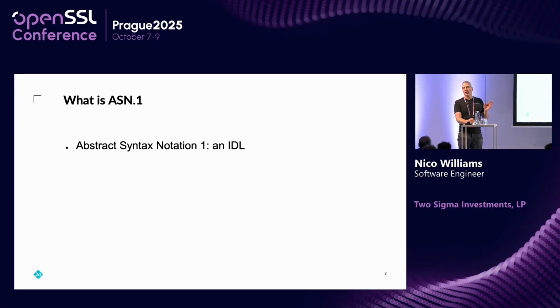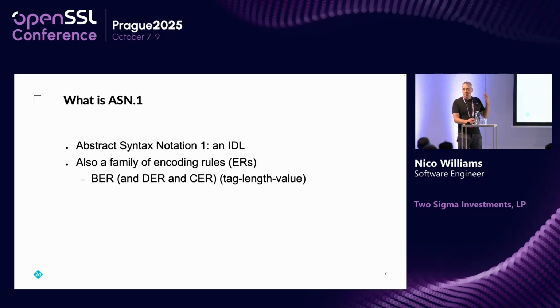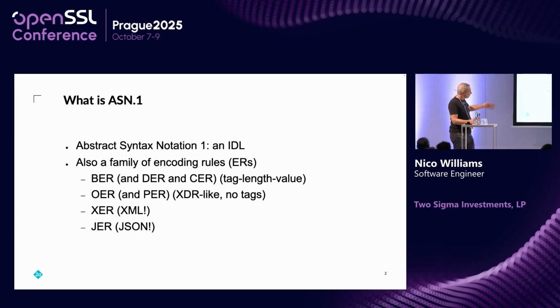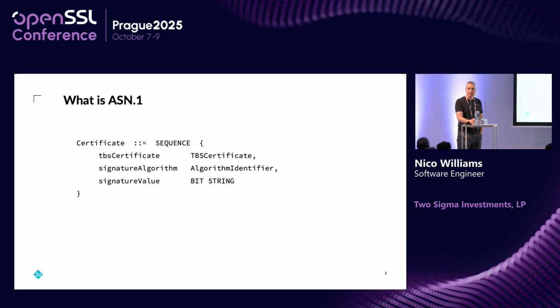But I do want people who are new to OpenSSL or to TLS and ASN.1 in general to know a little bit, because maybe I can get one of you to do this, right? So it's an IDL, an interface definition language, and a bunch of encoding rules, and this is the one that's really used by PKI and a lot of things at IETF. But it also does a lot of other things, including XML and JSON and whatever. You can add your own if you want.